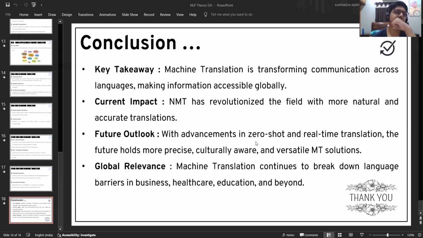So, to conclude, machine translation is transforming the way we communicate across languages, making information accessible to more people than ever before. Neural machine translation has revolutionized the field with more natural and accurate translations. Looking forward, advancements in zero-shot translation and real-time speech translation will make MT even more precise and culturally aware. The global relevance of MT is undeniable as it is used in our daily life, as it continues to break down language barriers across business, healthcare, education, and more.